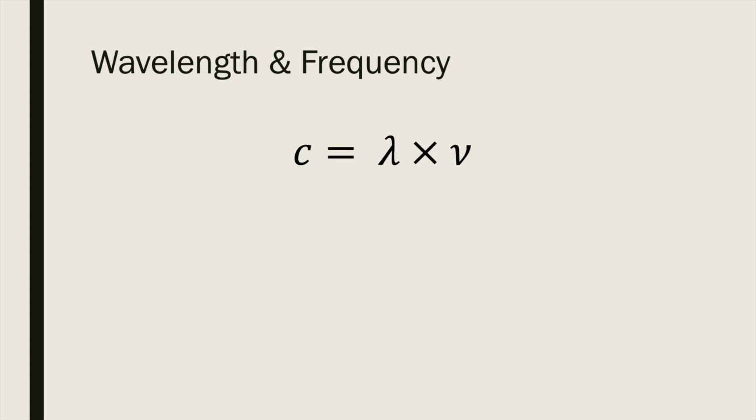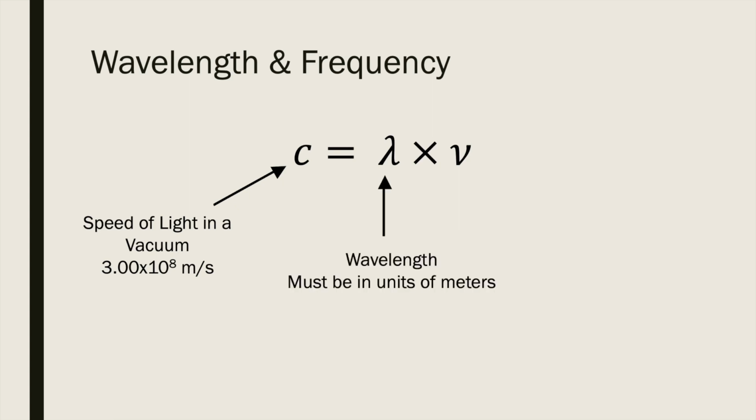Wavelength and frequency can also be related to each other by wave speed, where the speed of a wave is equal to its frequency times its wavelength. Particularly in this class, we're going to be mainly concerned with light waves. So when we talk about the speed of the wave, we're going to be specifically using the speed of light in a vacuum. So c will always be 3.00 times 10 to the 8th meters per second.